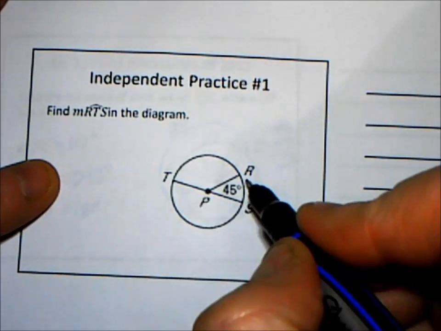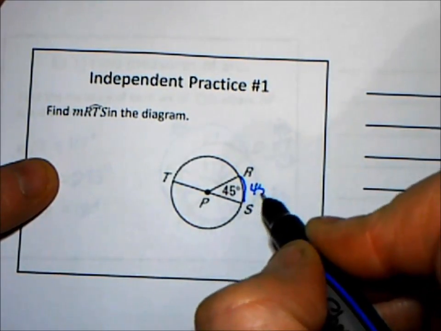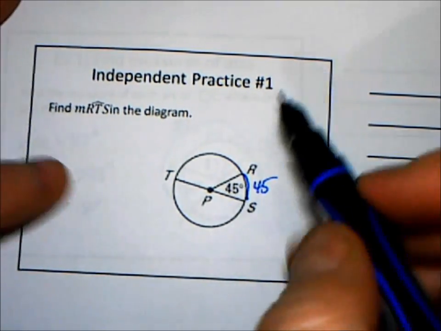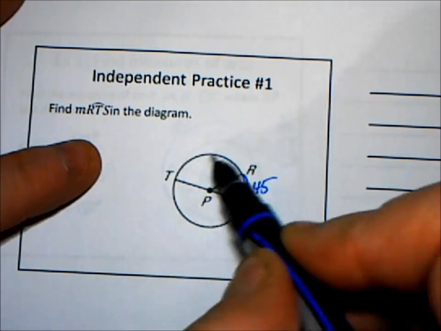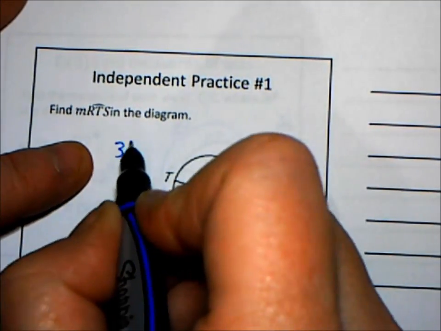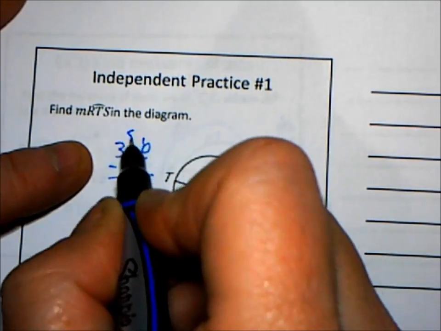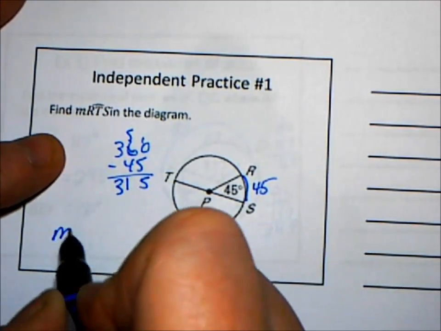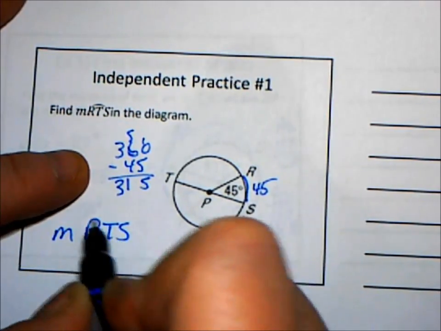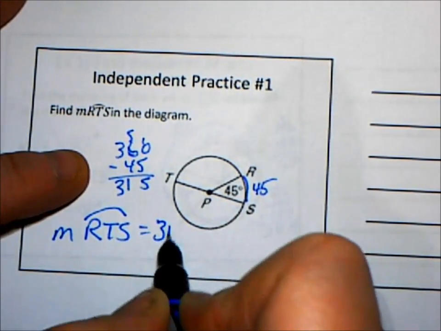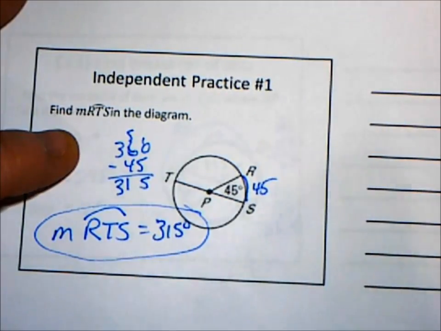On number 1, they tell you that this is 45 degrees. And they want to know what arc RTS is, so that means that's 360 minus 45. Means measure of RTS, that arc, is 315 degrees.